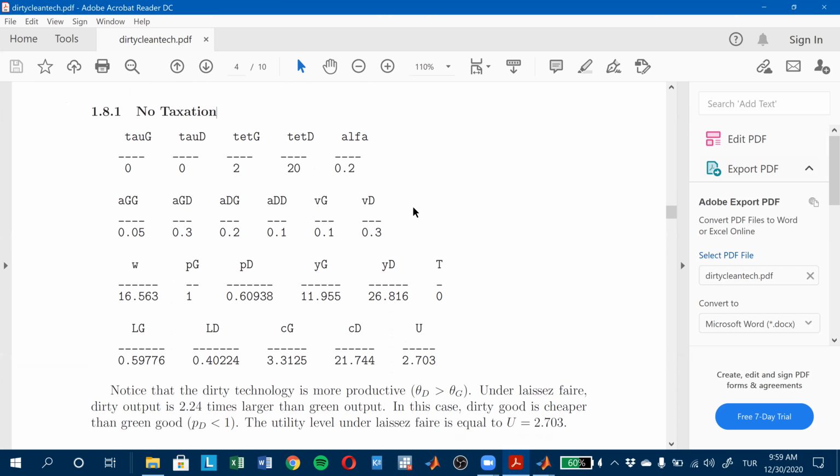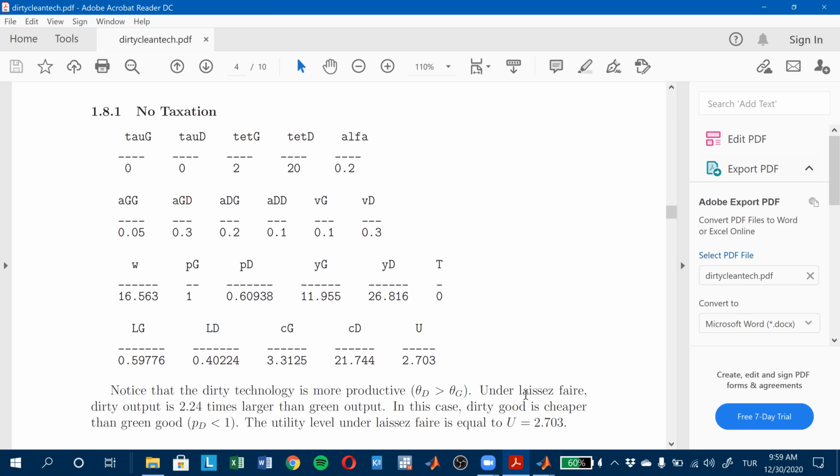Okay, no taxation. So what is going on here? Look at the price levels, PG and PD. PG is normalized to 1, right? And PD is now around 0.6. So the price of the dirty good is less than the price of the green good, all right? And the alpha is also lower for the dirty good, so the utility share is also lower. So consumers relatively prefer more, their preference is relatively stronger for the dirty good. And also the technology is more productive for the dirty good, okay?